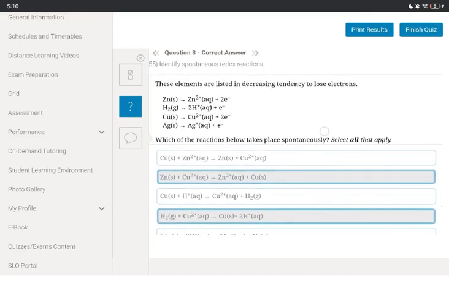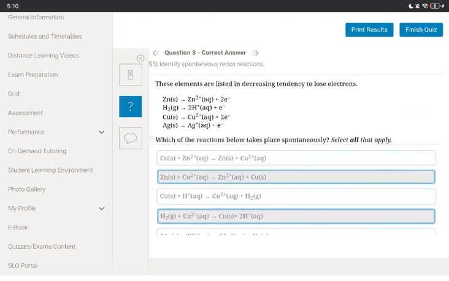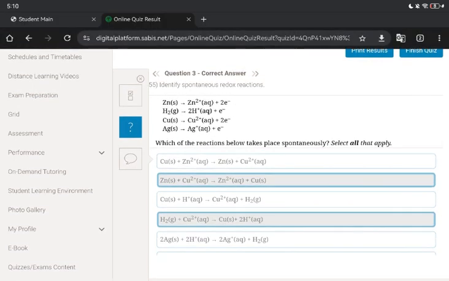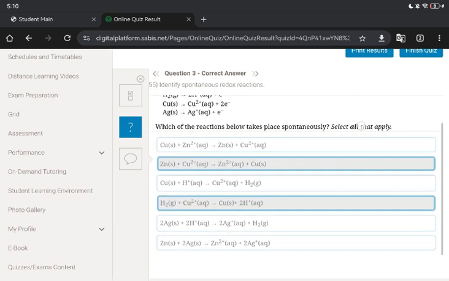So look here, spontaneously just means naturally, so without any external forces forcing it to happen. Zinc is the most likely to become oxidized and silver is the least likely. Here I'll show you an example. Copper plus zinc. Zinc is more likely than copper, so it should be the one losing electrons. It should be solid on the left side and an ion on the right side. This is the opposite here. That's why it's correct here, because it has a higher tendency to lose electrons than copper.